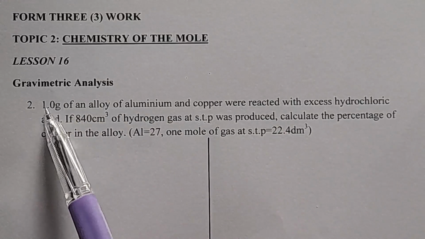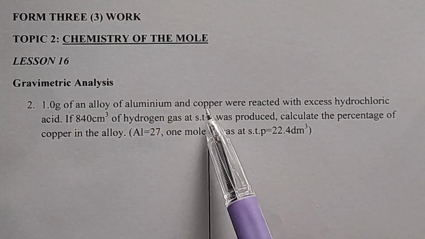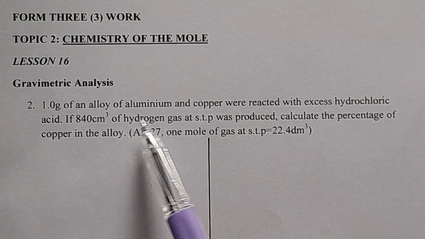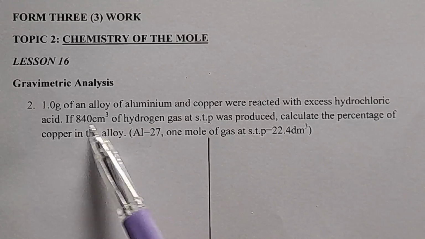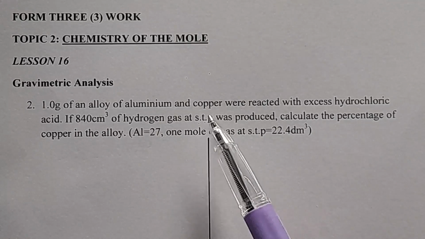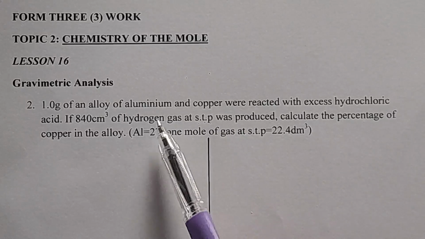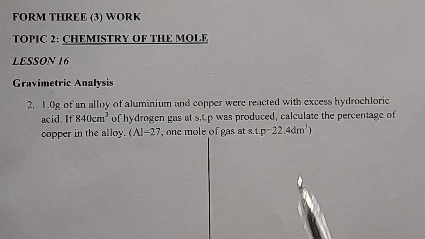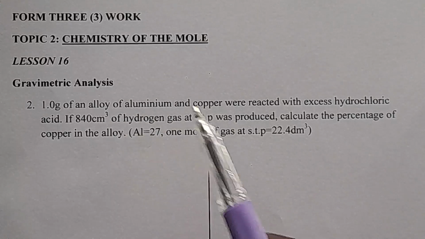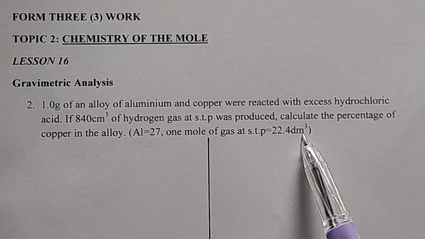So this 1.0 is the mass of the aluminum and also copper in the alloy. And 840 centimeter cube of hydrogen gas, this is the volume of the hydrogen gas at STB. So we are going to start by getting the number of moles of the hydrogen gas at STB. But the volume that they have given us here is 840 centimeter cube, and here we are told 1 mole of the gas at STB is equal to 22.4 decimeter cube.